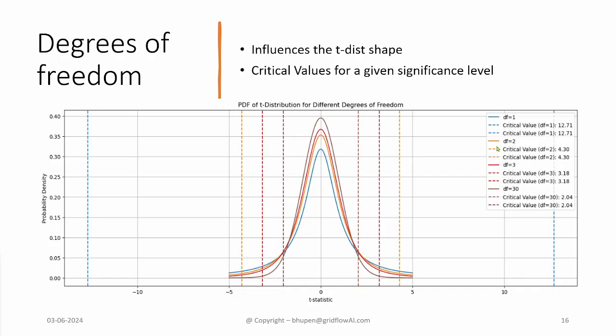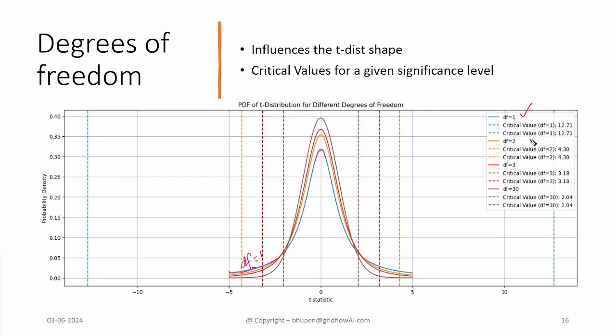So if you look at it, here I've taken degrees of freedom 1 and 2 and 3 and 30. Okay, so let me then show you how degrees of freedom actually changes the shape of the curve. So this is degrees of freedom 1, and that's the blue one that you see here. When you have degrees of freedom 1, the t-distribution looks like this.